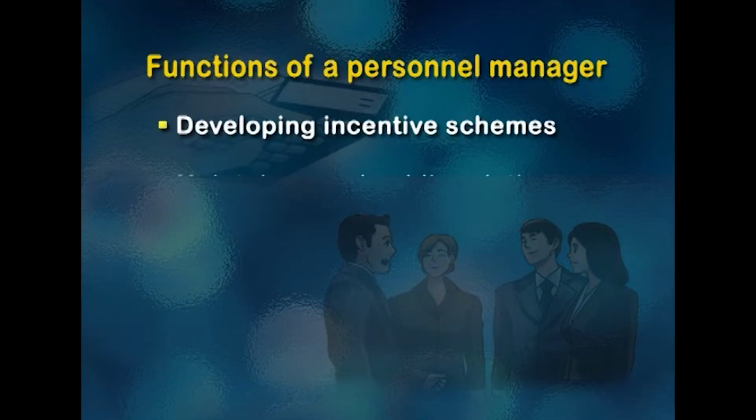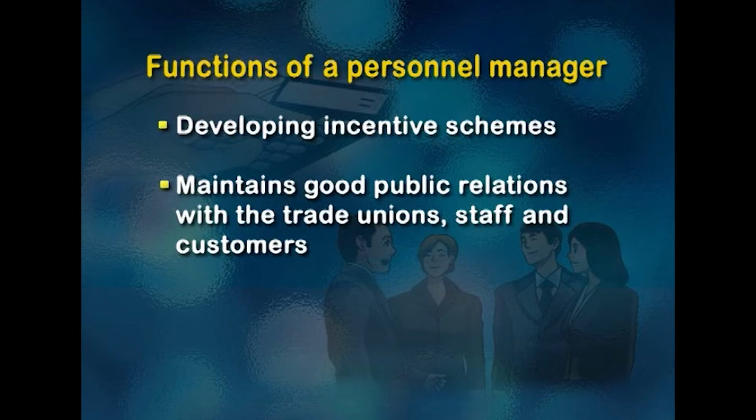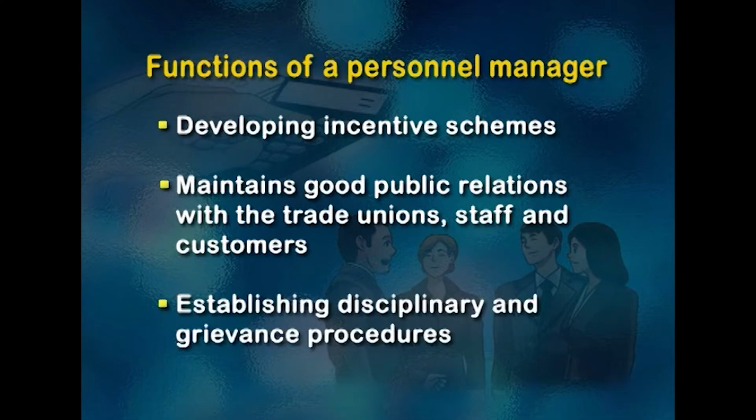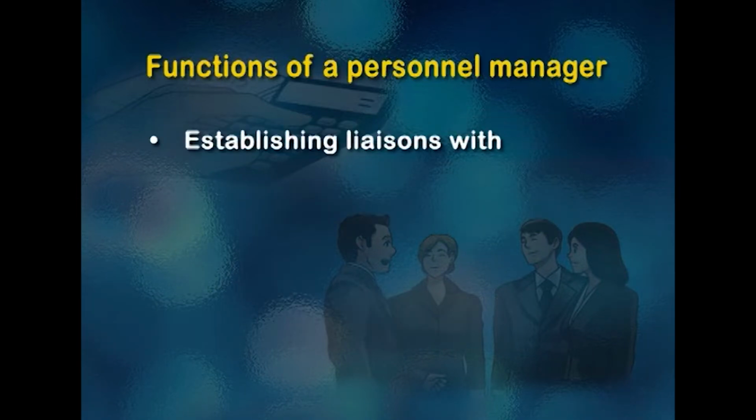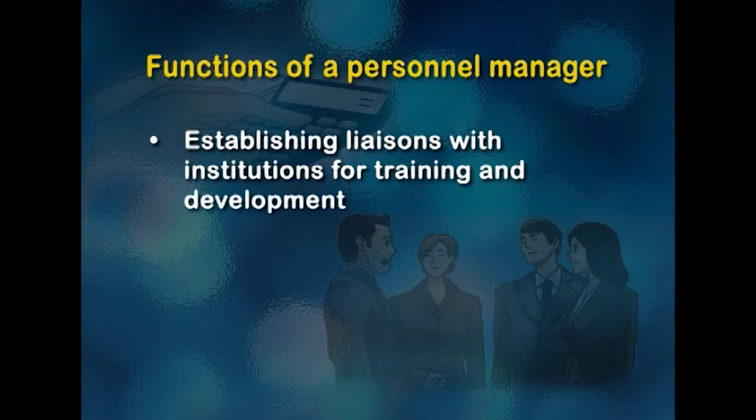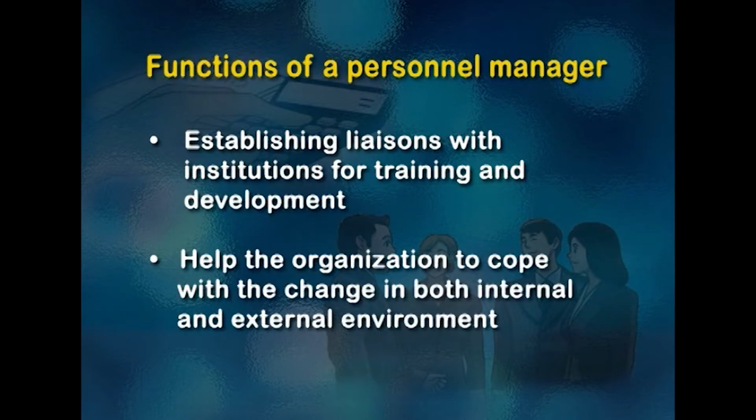Then the fourth one is developing incentive schemes. The fifth one is maintaining good public relations with the trade unions, staff and customers. The next one is establishing disciplinary and grievance procedures. And the next one is establishing liaisons with institutions for training and development. The last one is helping the organization to cope with changes in both the internal and external environment.